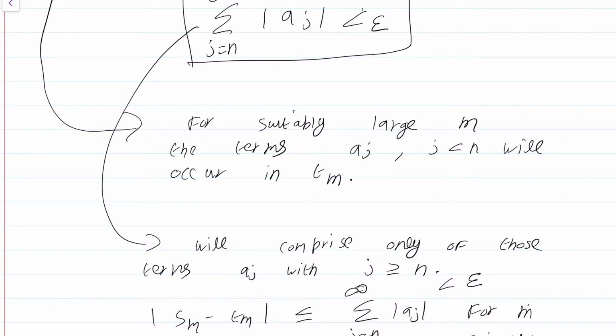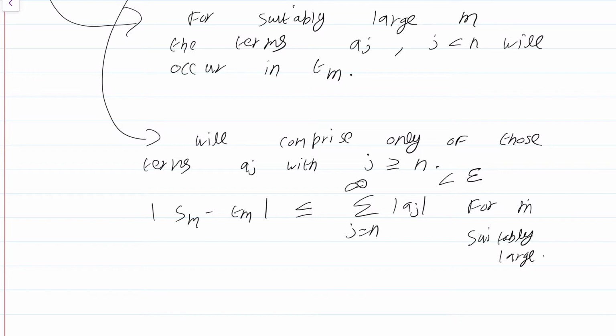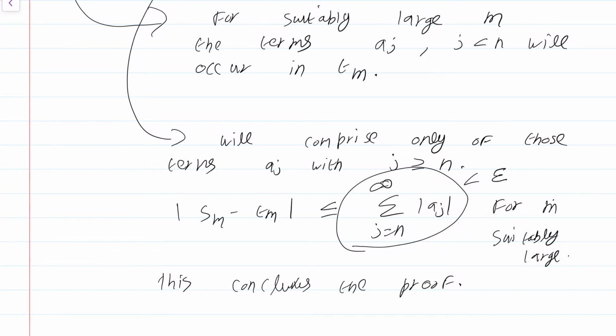cancelled. This we do by the same trick that we did for the absolute values. So what you will be left with is just those terms, summation j equal to n to infinity mod aj, and that will be less than epsilon for m suitably large. Okay, so this concludes the proof. Please go through this proof again. I am intentionally leaving a number of steps under the carpet for you to fetch.